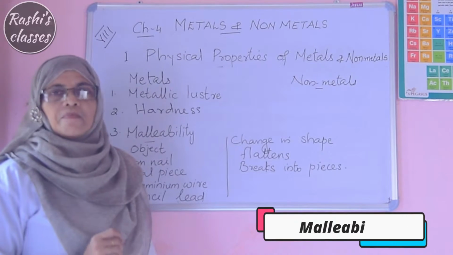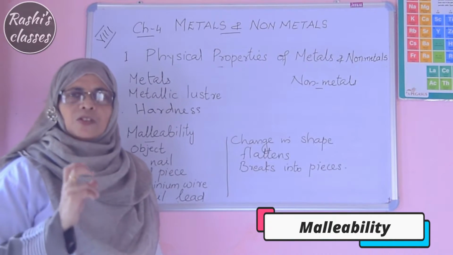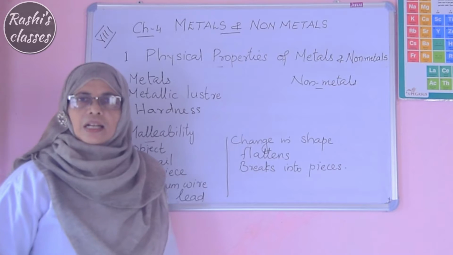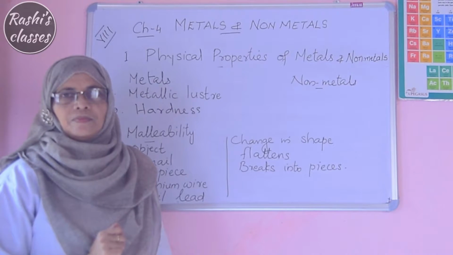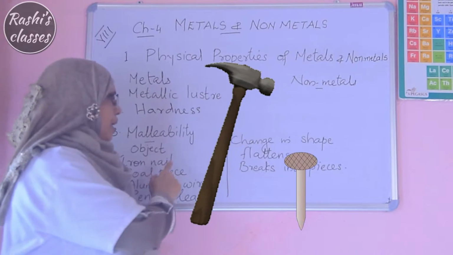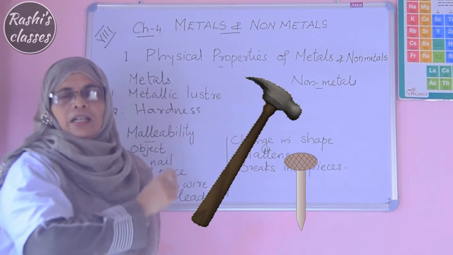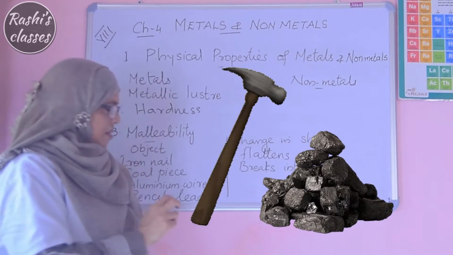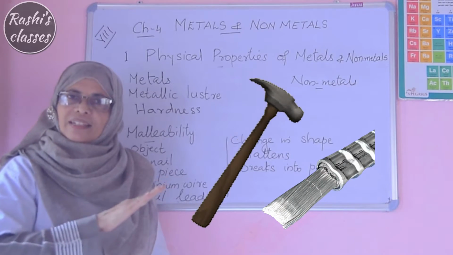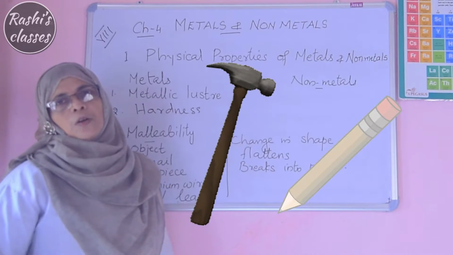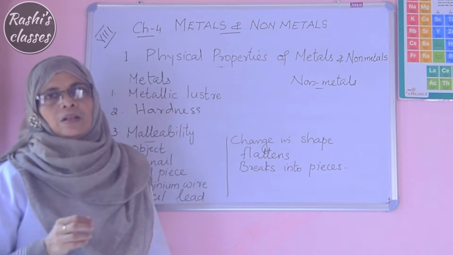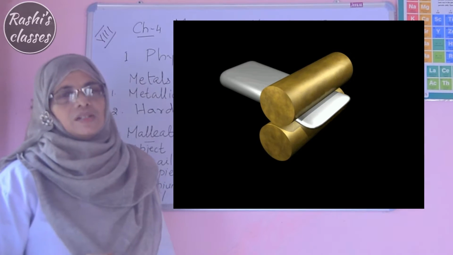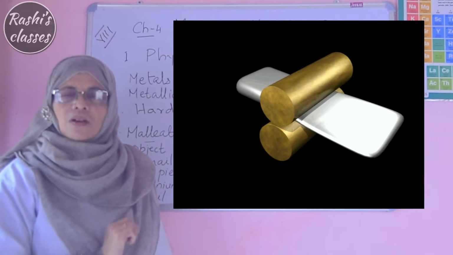Next property is malleability. What is malleability? Suppose you are beating an iron nail, a coal piece, aluminium wire and pencil lead with a hammer. What happens? You can see the iron nail, if we hit very hard, it flattens. And the coal piece breaks into pieces. Then the aluminium wire also flattens. And the pencil lead also breaks into pieces. So we can say metals can be beaten into thin sheets. This property is called malleability.